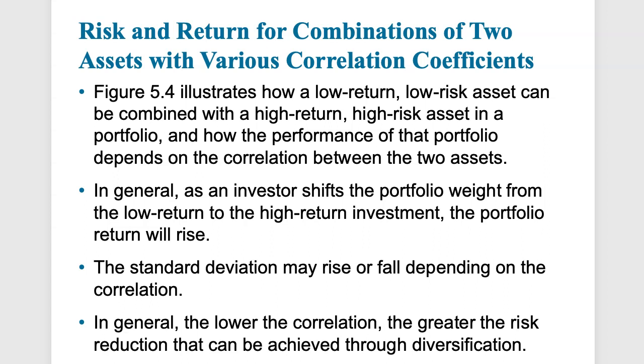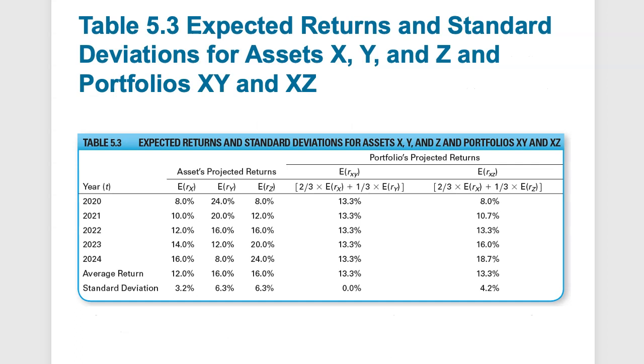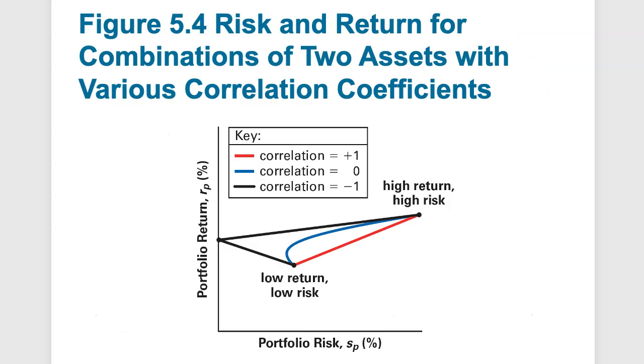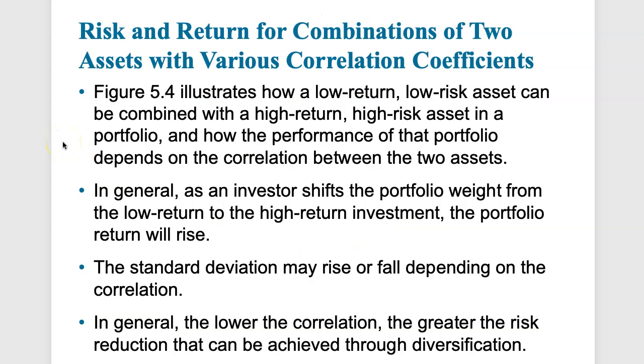Okay, so let's move on to the risk and return for a combination of those two assets, basically what I was just talking about before, with various correlation coefficients. So in figure 5.4, which is this figure here, we're going to be talking about this figure next. We want to see the illustration of how a low return, low risk asset can be combined with a high return, high risk asset in a portfolio, and how the performance of that portfolio depends on the correlation between those two assets.